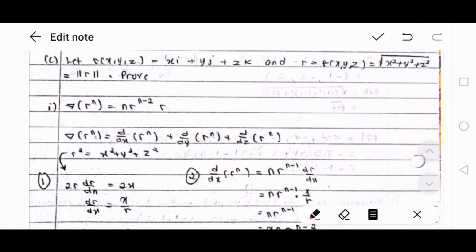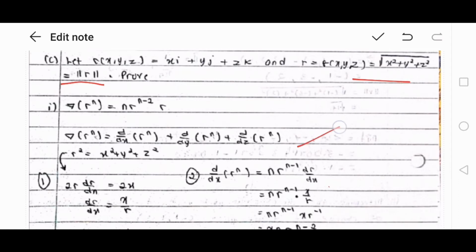For question 3c, let r(x,y,z) equal to xi plus yj plus zk, and r equal to the magnitude of r(x,y,z), which is square root x squared plus y squared plus z squared. C1, prove that grad r to the power of n equals n r to the power of n minus 2 times r. This is the formula to find grad r to the power of n.